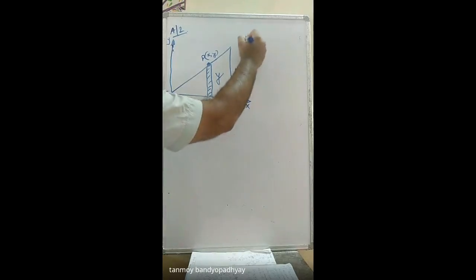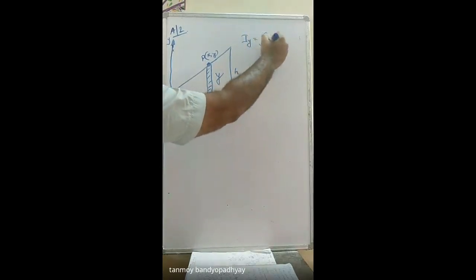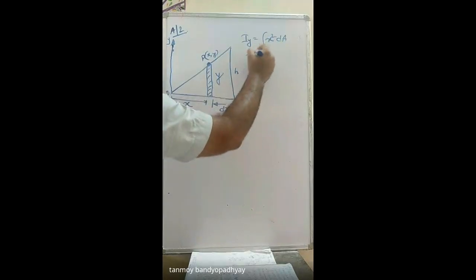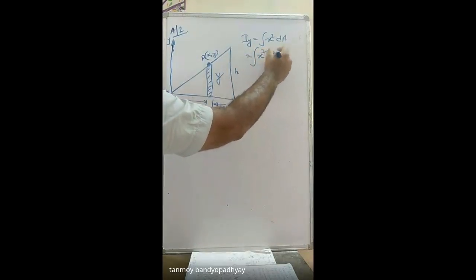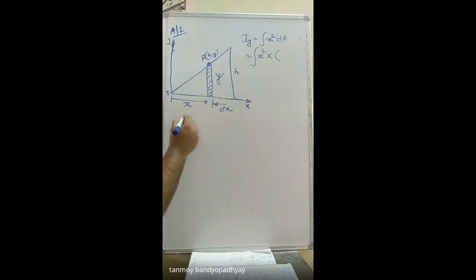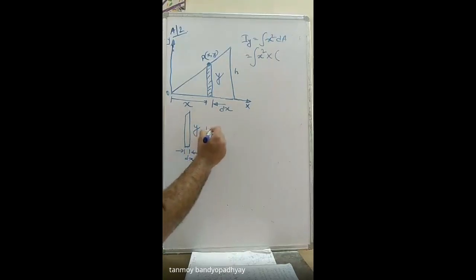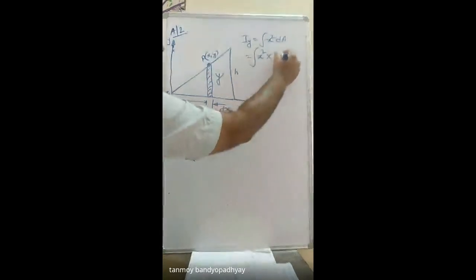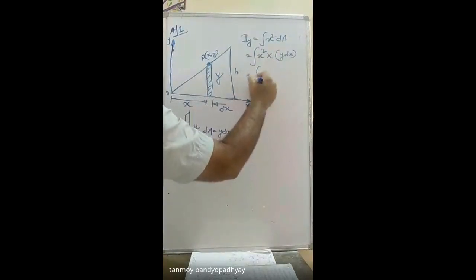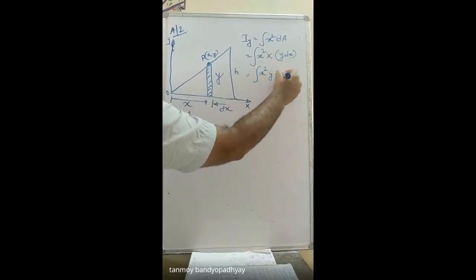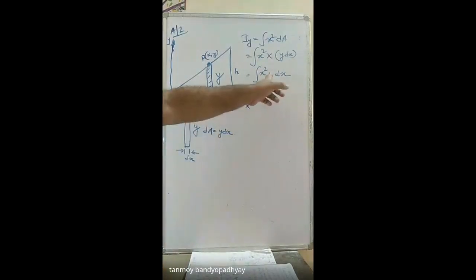So what will be Iy? We are supposed to calculate Iy. That should be equal to integration of x square into dA. So this is a rectangular strip. If I eliminate this end effect, the length is y, the breadth is dx and the depth is y. So dA will be equal to y into dx. So we should be having integration of x square y into dx. Just this y we have to convert into terms of x.